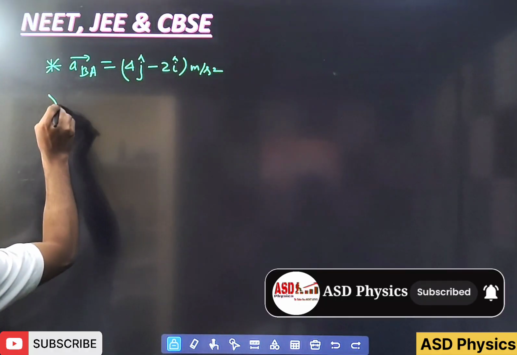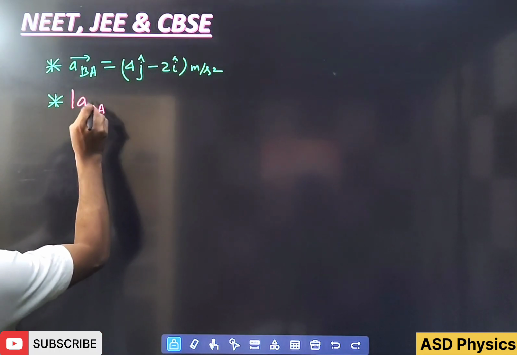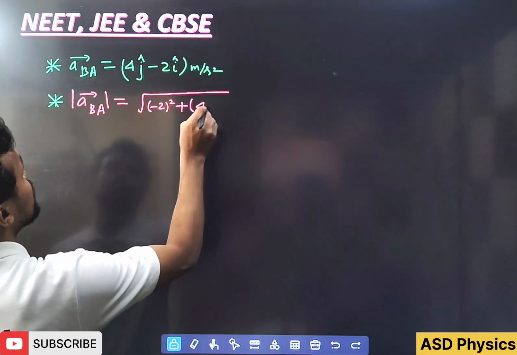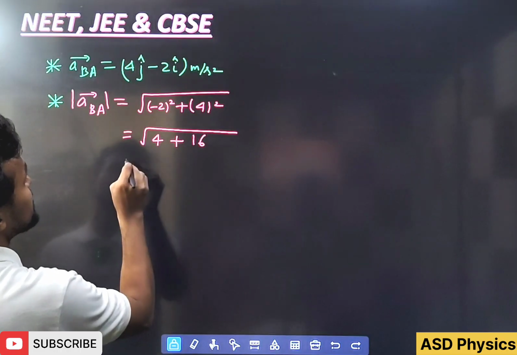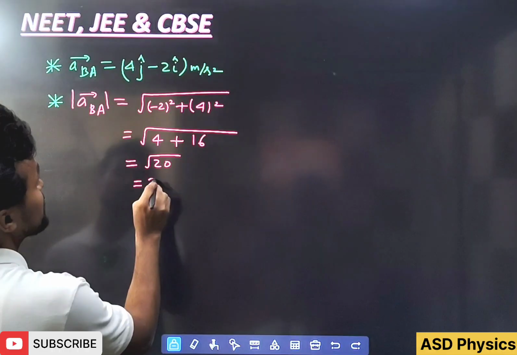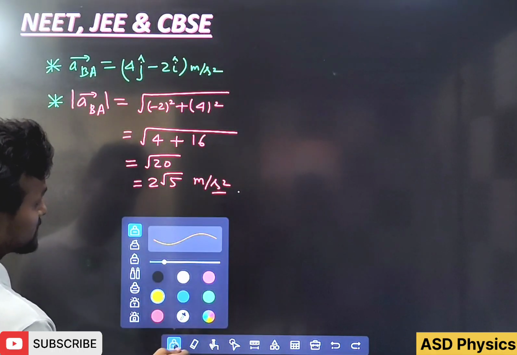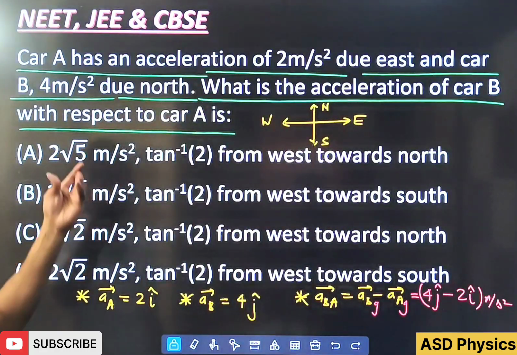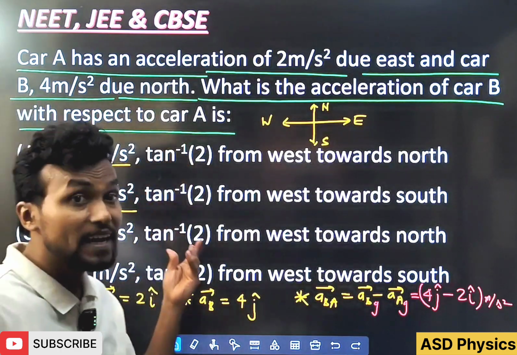So if I talk about the magnitude, what we can write here: B with respect to A is given by the coefficient of i cap, minus 2 squared, plus the coefficient of j cap, 4 squared. So what is coming here? Kindly see, 4 plus 16, and it will come root 20. When you simplify root 20, this will come 2 root 5 meter per second square. This is the acceleration, 2 root 5 meter per second square. But direction we have to decide.